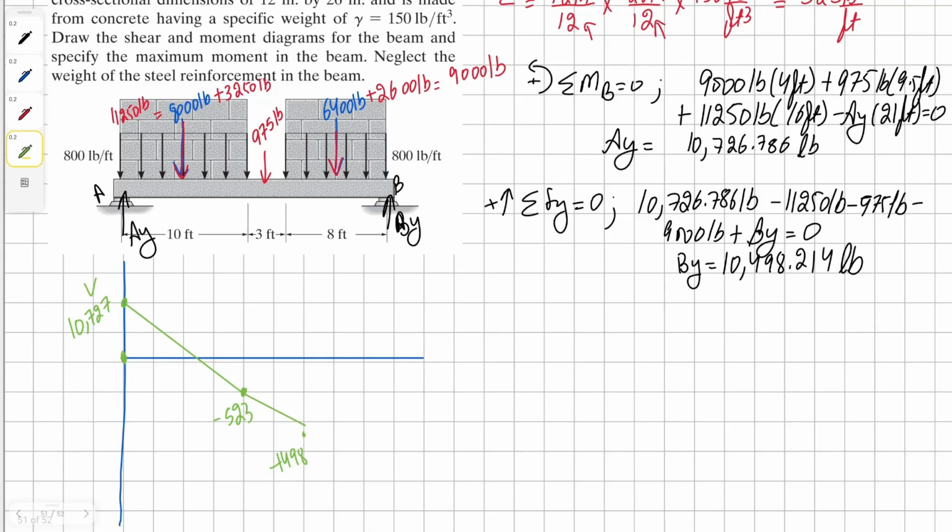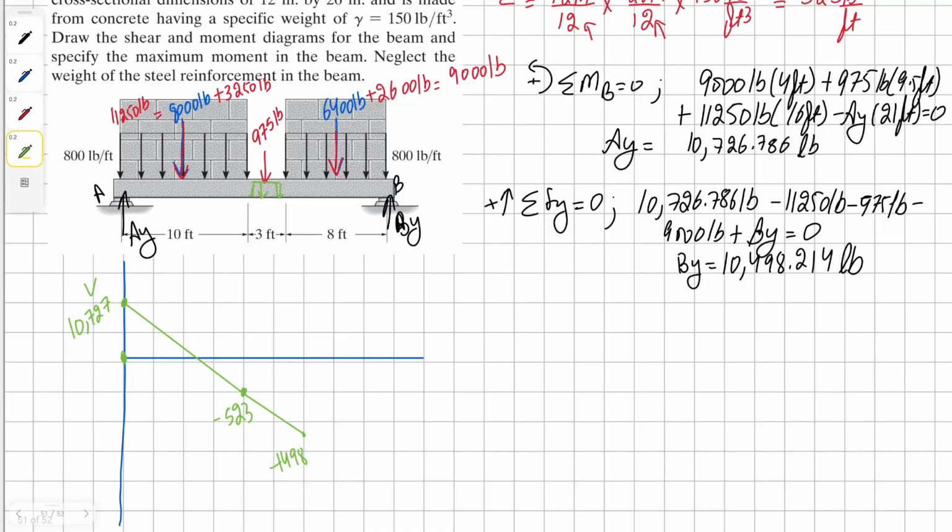Or what is going to happen is something like this. Pardon me, it's also a first order curve. The reason being, we have a distributed load here. This is a distributed load as well for the beam.